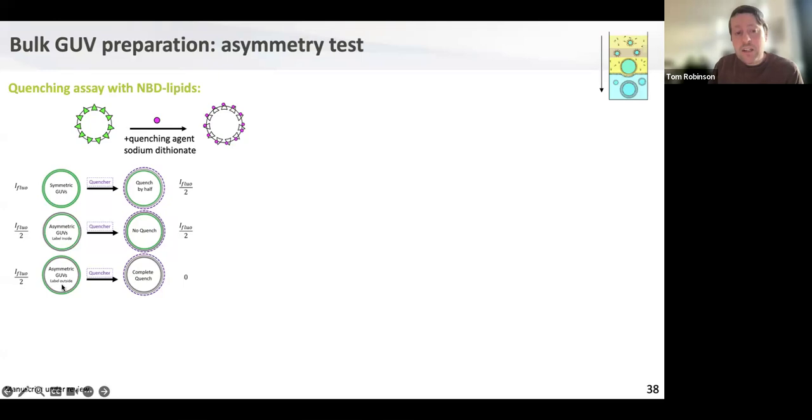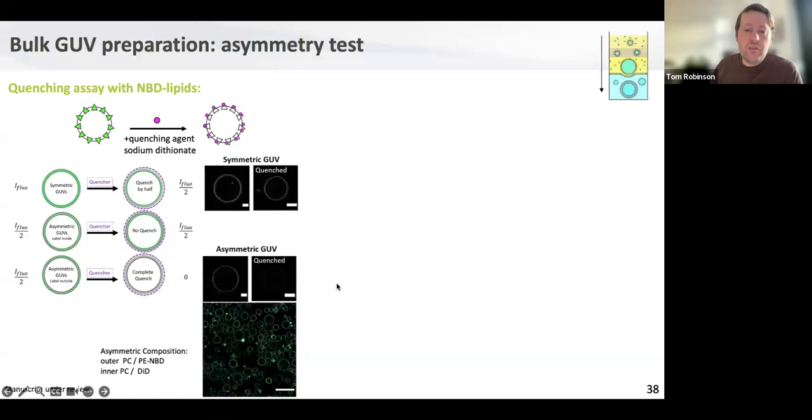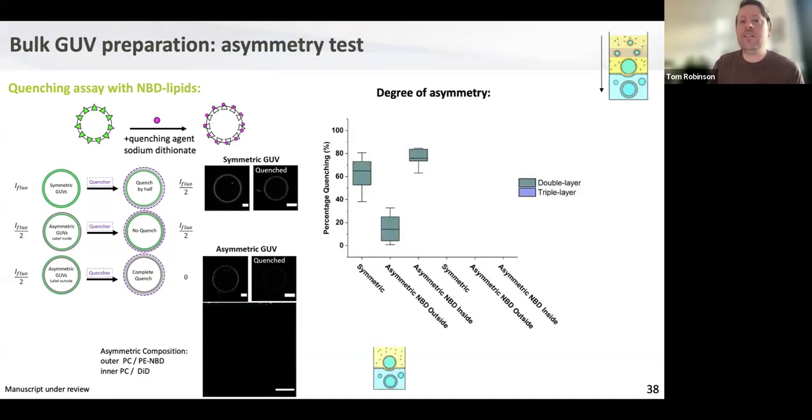If it was asymmetric with a label outside, then you would expect complete quenching, so it goes to 0. And this is indeed what we see. So in the symmetric case, we have half the signal, and in the asymmetric case, with the label outside, we have complete quenching. And there's a movie showing you how it looks after we add the quenching agent.